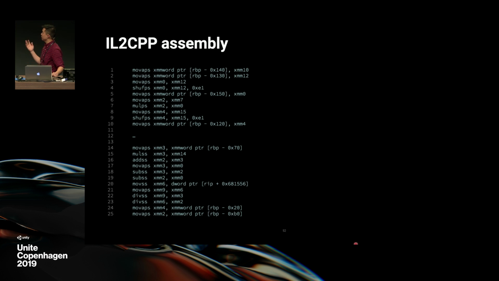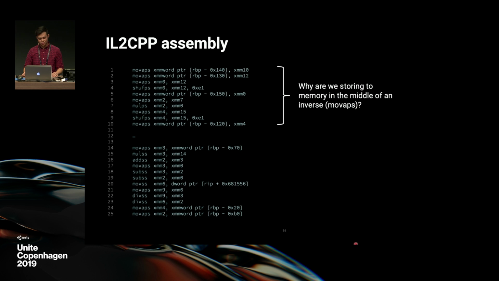However, when you actually look at the IL to CPP assembly, it looks very different. Different enough that I have to sit there and think, what is this code doing? I actually still don't know that much about what it's doing. I didn't have enough time to dig in. But the main question that I have here is, why are we storing values to the stack in the middle of the inverse? Like in the Burst version, we just read it out from memory once, did everything in registers, then wrote it back out. That's it. But here, in the middle of the inverse, we're just looking at the stack for some reason. That's very puzzling.